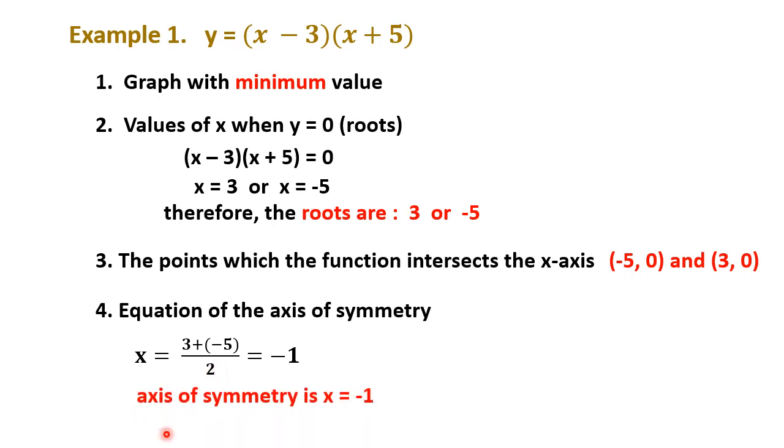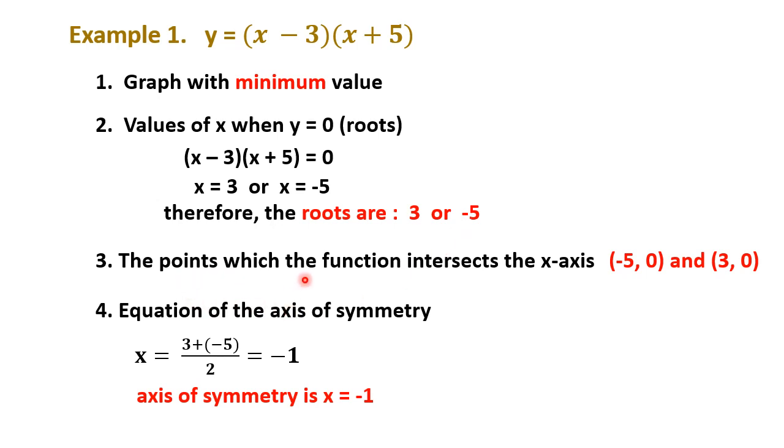So the axis of symmetry is x equal minus 1. The nature depends on the sign, first part. Second, the roots depend on the values available inside the bracket. Whether the roots are minus 3 here, plus 5, therefore the roots are going to be plus 3 and minus 5.